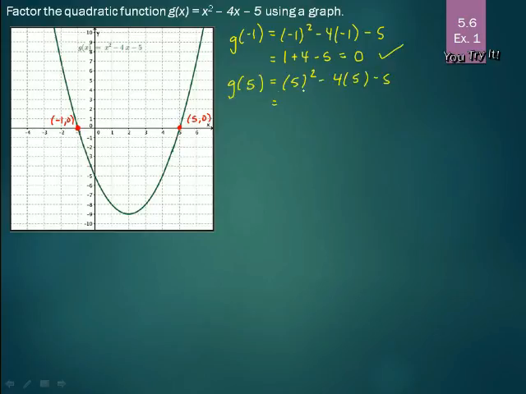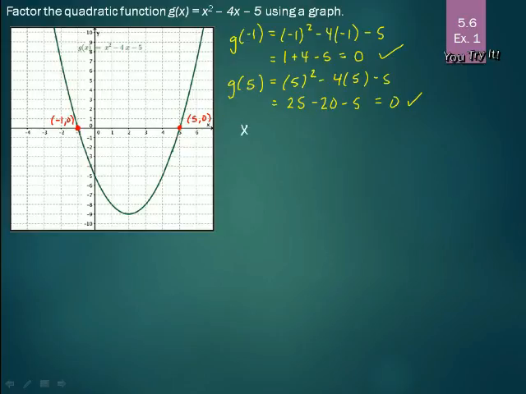Now plugging in g of 5, we get 5 squared minus 4 times 5 minus 5. So 5 squared is 25, minus 4 times 5 will give us minus 20, and then minus 5. So 25 minus 20 is 5, minus 5 is 0. So we see that these do both equal 0, so we can go ahead and find the actual factors.